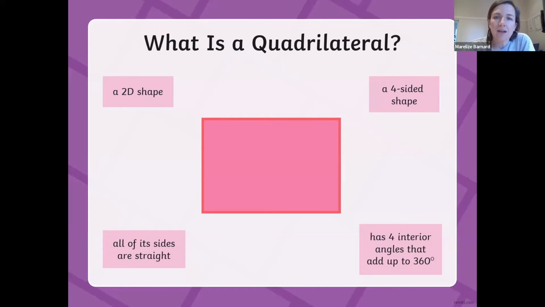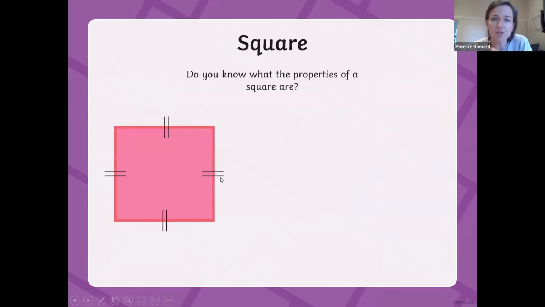And now we're going to look at which quadrilaterals we're actually dealing with, because we can have irregular ones where all the sides are different, and then we can have the ones that we are familiar with. The first one we're going to do is a square. So what are some of the properties of a square? Pop it in the chat.